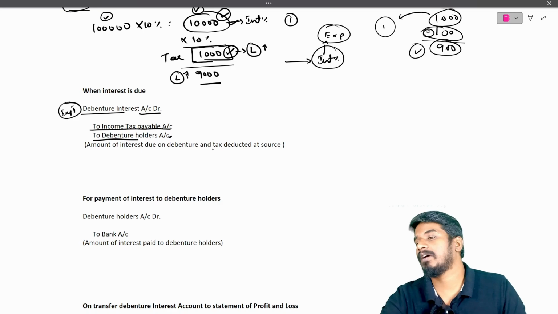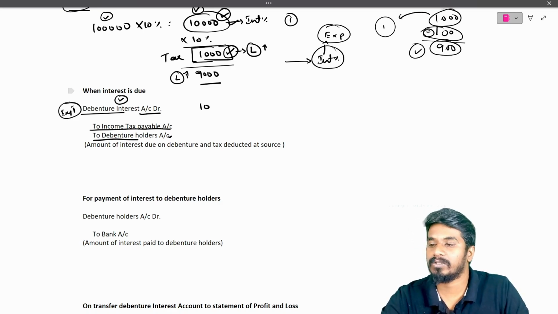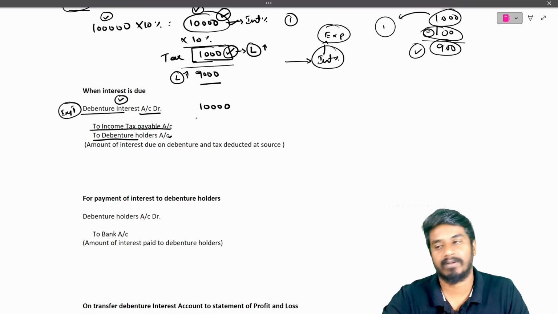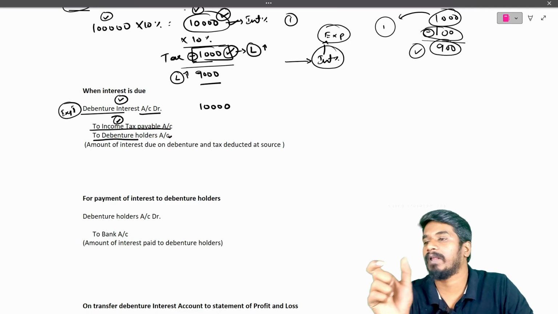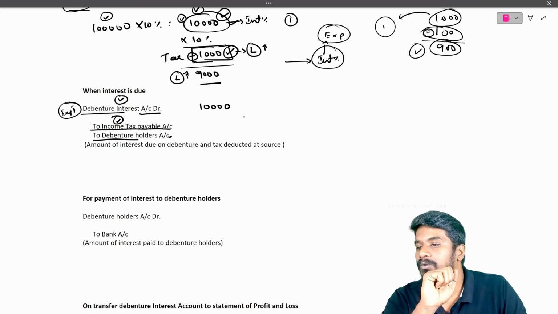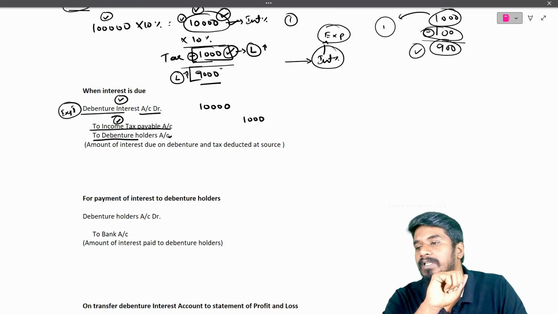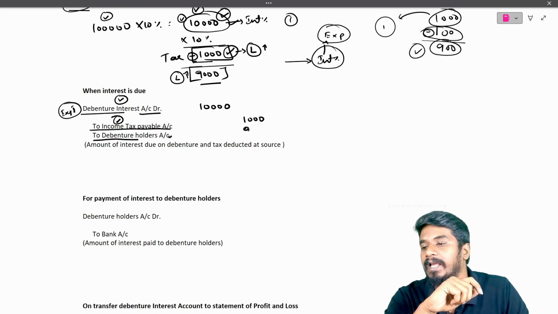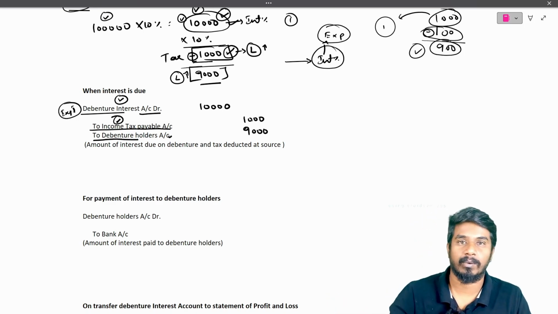So let us write the amount. What is the interest? Interest is 10,000, which will get debited, right? What is the income tax? Tax is 1,000 rupees. That is whatever interest we need to pay, out of that 10%, right? So that is 1,000 rupees. And how much will we pay to the debenture holders? Obviously 9,000. So this is how the first entry will go.